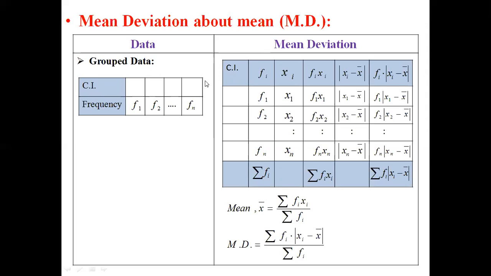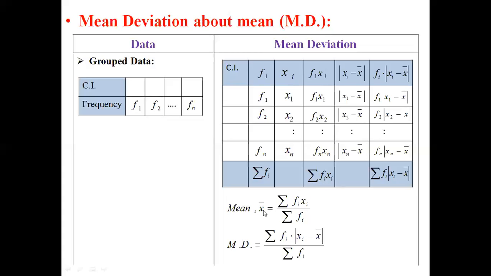To find this, prepare the table like this. In the first column, write down the given class interval. Then write down its corresponding frequency, and at the last, take out the sum of all frequencies. Then in the next column, find the xi. This xi means the class mark, which is nothing but the mid value of the class interval. Then in the next column, find fi into xi, and at the last, take out its sum, that is summation of fi into xi.